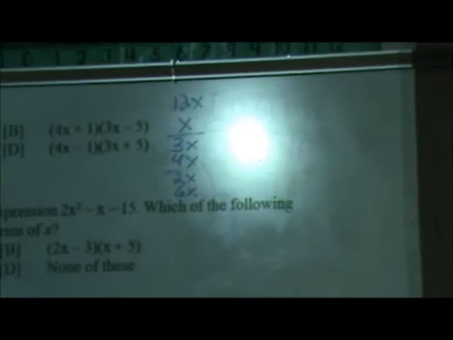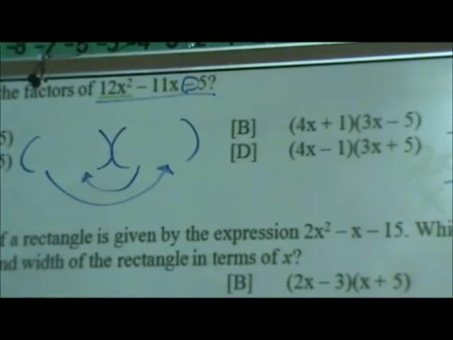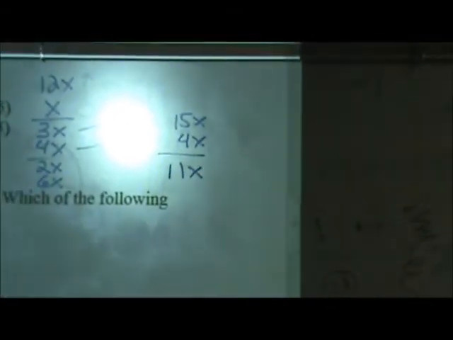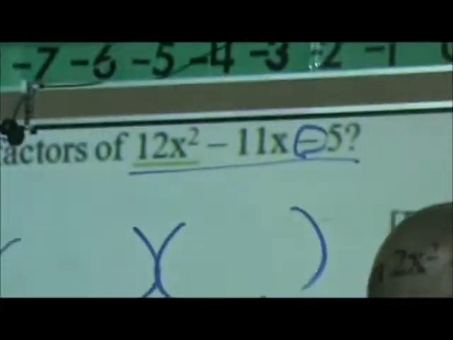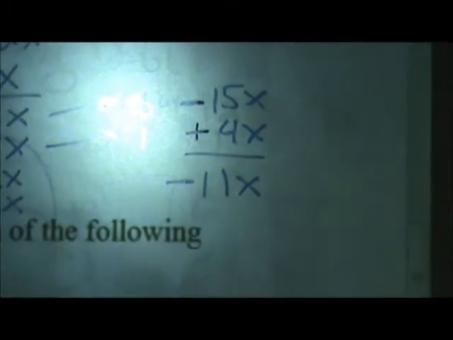Alright, so what gives me a 5? The only thing that gives me 5 is 5 times 1. So I have to find what? A difference of 11. Now which one has a difference of 11? How about 15 and 4? Isn't 15x and 4x 11 apart? Right? I need a negative 11. So the bigger number has to be minus. The smaller number has to be plus.